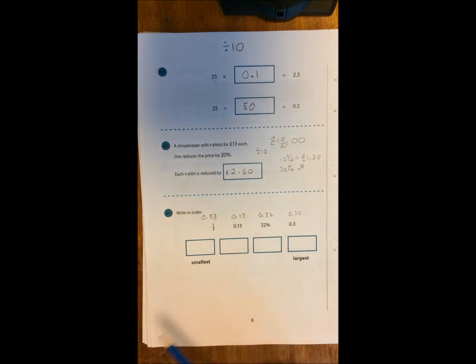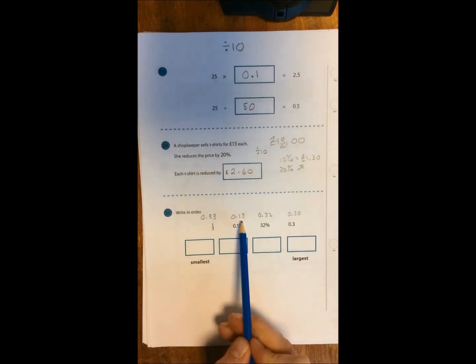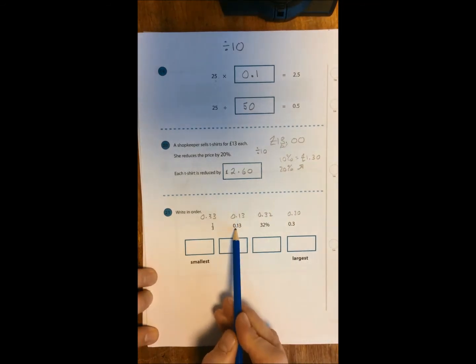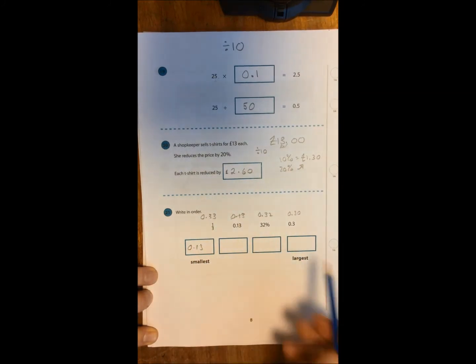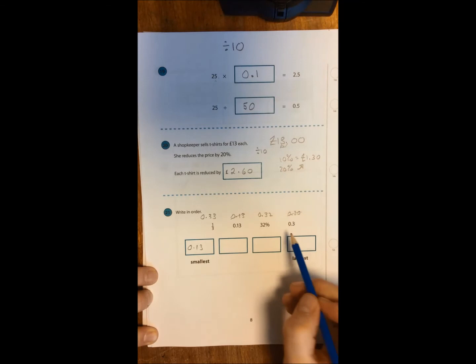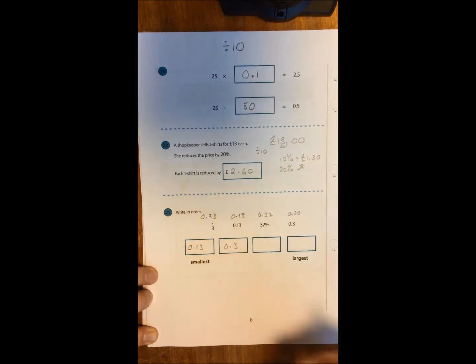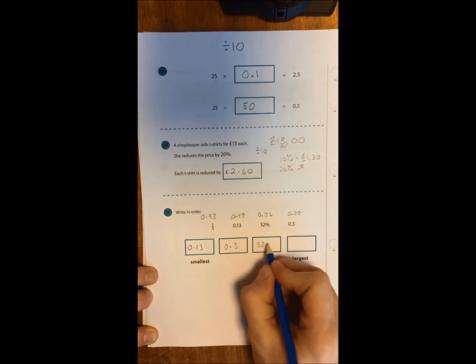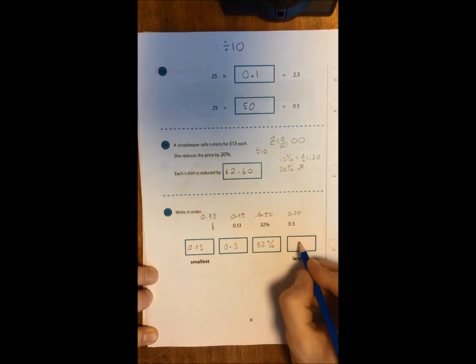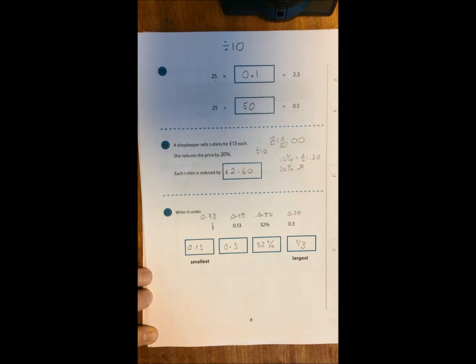Now forget about the 0 points a minute now, just think of them as being the numbers 33, 13, 32 and 30. This is the smallest. Don't forget to write it in its original form, in this case a decimal. So that's gone. The next one is 30. Don't forget to write it in its original form. The next one is 32. Make sure you write it in the original form. And that leaves 1/3 to finish. Job done.